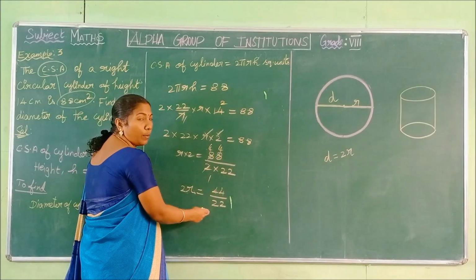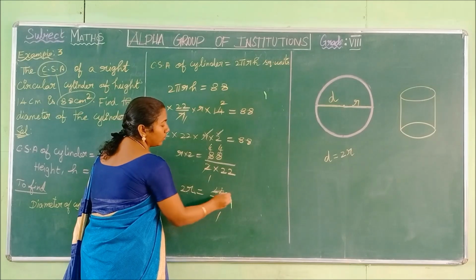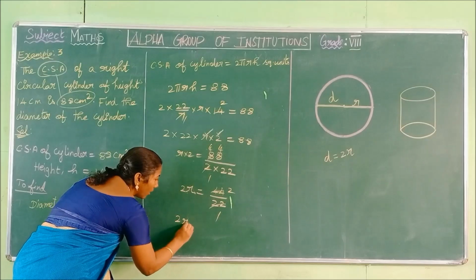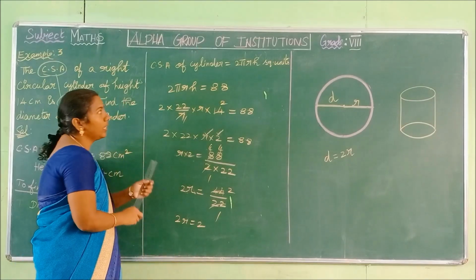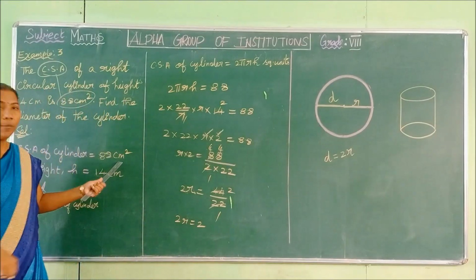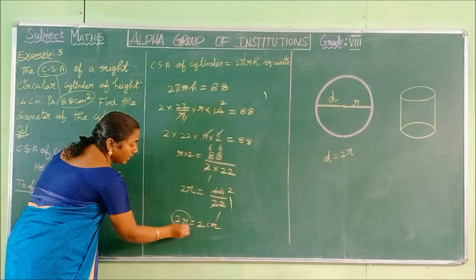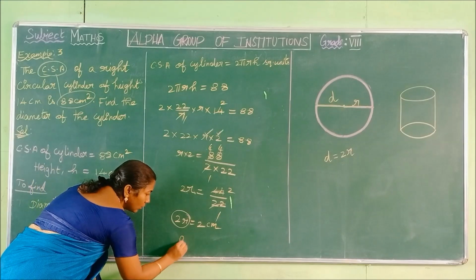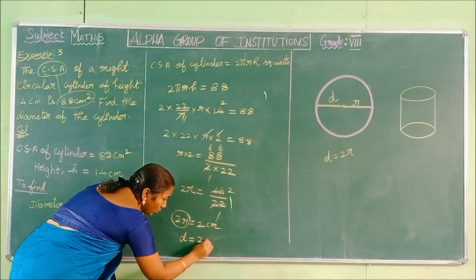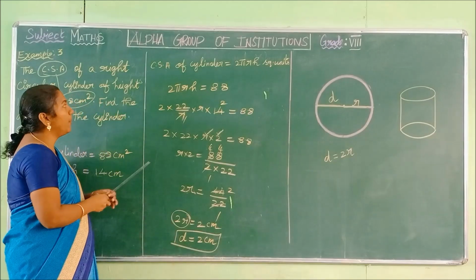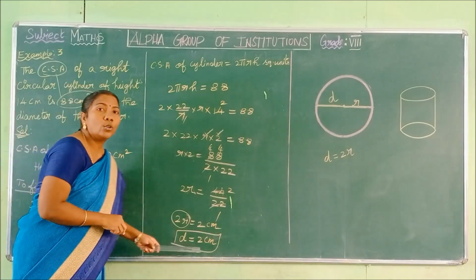Cancel the 44 by 22. 1 22 is 22. 2 22s are 44. So 2r equal to 2. What is the unit they have given? Centimeter. So here you have to write centimeter. So how do you write the 2r? As a d. So diameter d equal to 2 centimeter. Thus we have found out diameter of the cylinder as 2 centimeter.